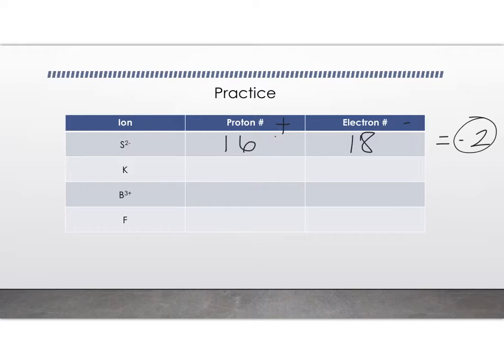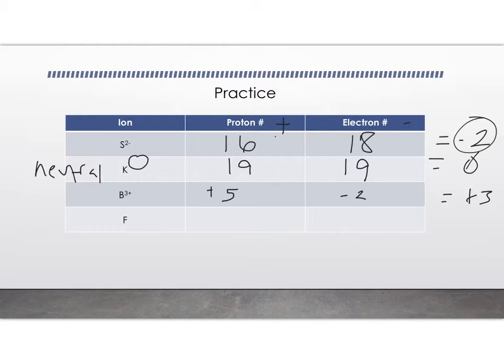So then potassium, there is no charge in the upper right-hand corner, so you're going to assume it is neutral. Okay, so the atomic number for potassium is 19. If it is neutral, the protons should equal the electrons. Then we have boron, has an atomic number of 5, and it has a +3 charge. That means it has less electrons. So if I add a +5, and then I have a -2, that would equal an overall charge of +3. So that is why boron has 3 less electrons.